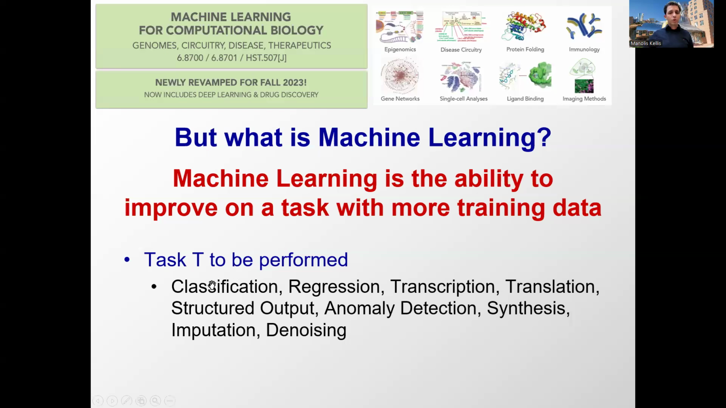So basically, one task could be, how well can I classify Alzheimer's patients from controls? With more data, if I'm getting better, that's a type of learning. Everybody with me here? Another task could be regression. I want to predict the age at which a person will get Alzheimer's. Regression is when I'm predicting a number, not a class. Everybody with me here?